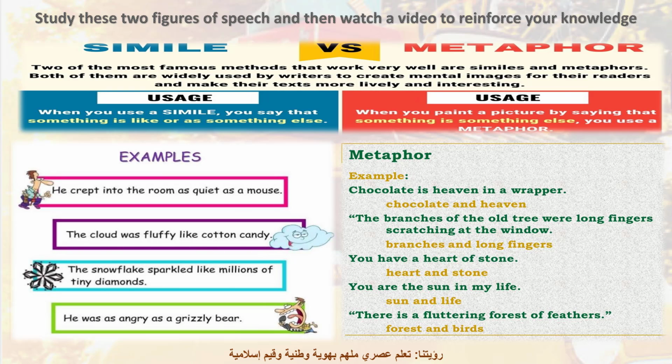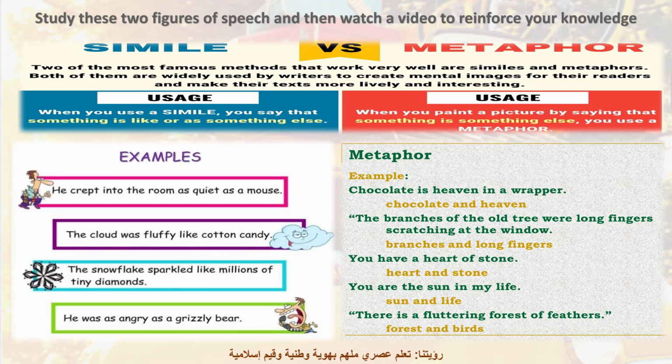Example number 3, the snowflake sparkled like millions of tiny diamonds. And the last example here, he was as angry as a grizzly bear. To sum up, when you use a simile, you use like or as to compare two people or two things. Okay? Now let's move to metaphors.